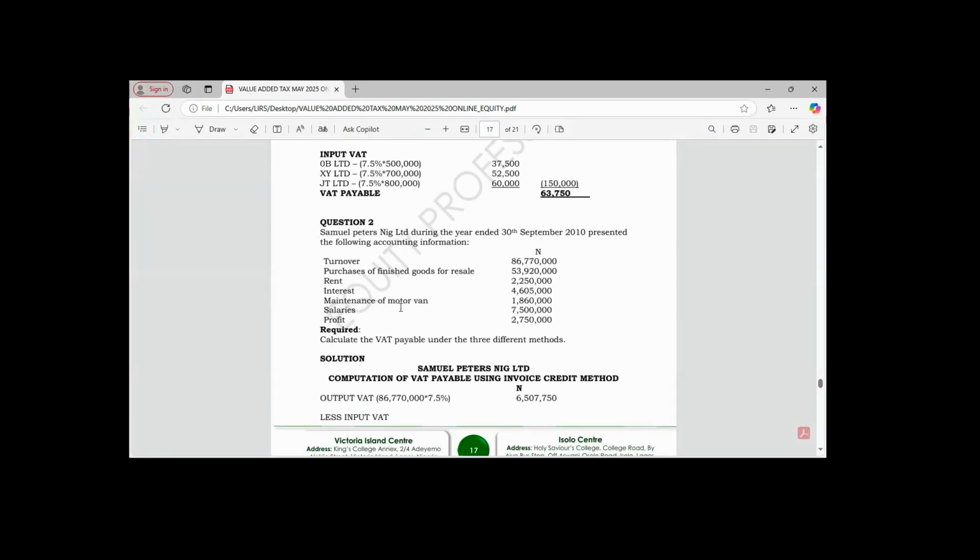So we also have salary. Salary is not direct. Then we have profit. Profit is not liable to value added tax. So the only purchase is the direct revenue expenditure.